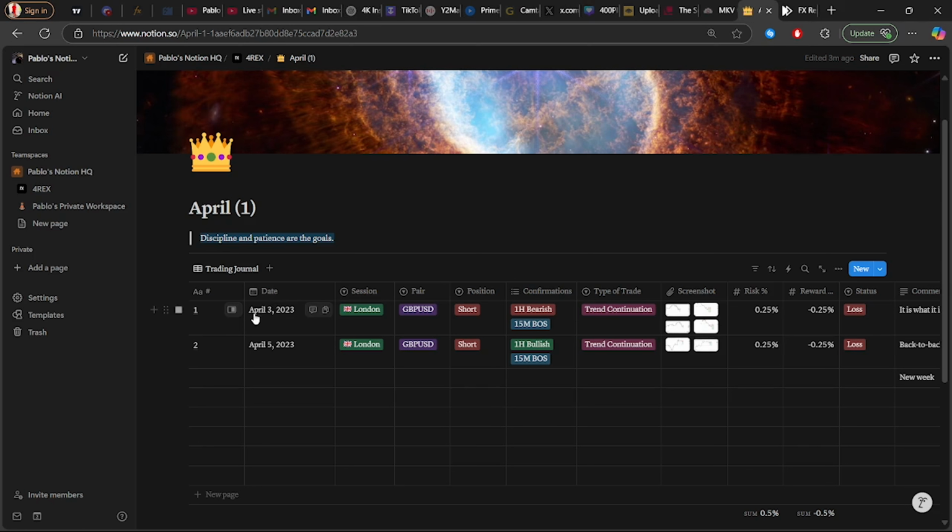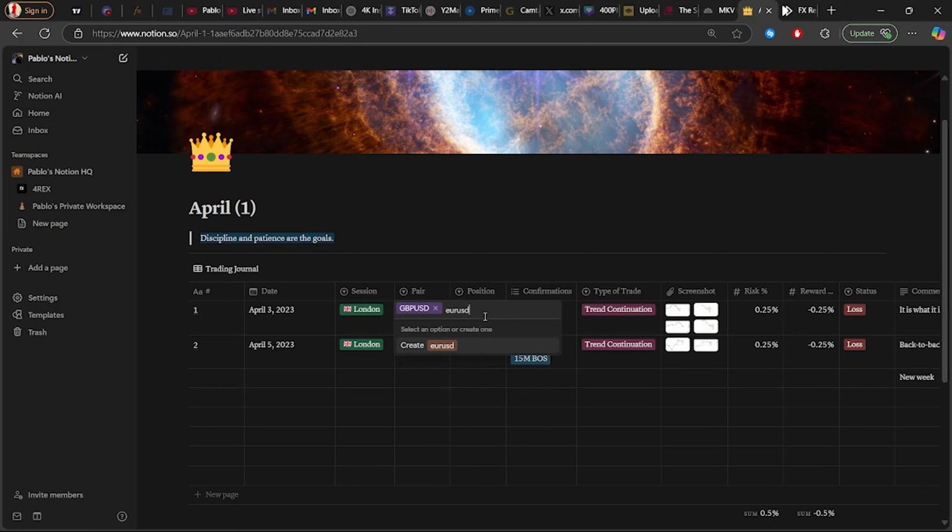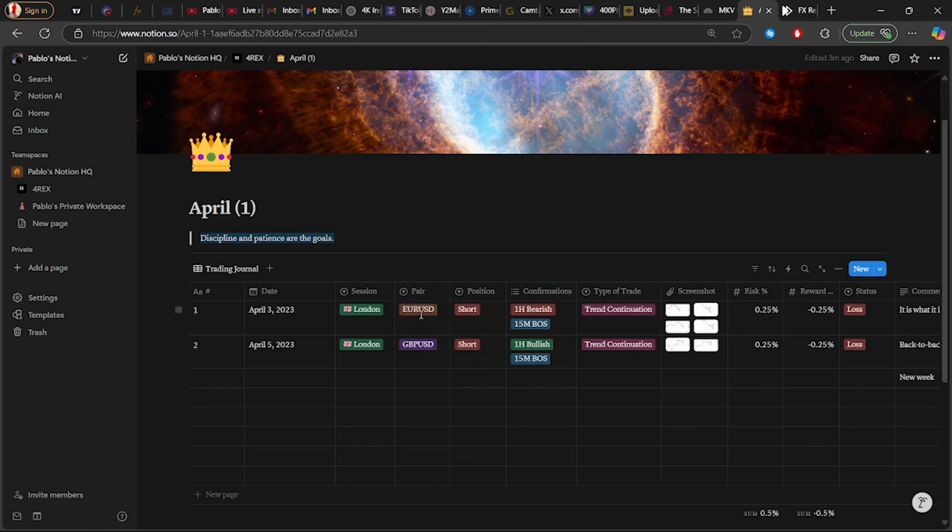Date, session. This is filled in after I've taken the trade. Then the pair, GBPUSD. I told you GBPUSD, but you can add your own pairs. You can write USD and then create as many as you want. Notion is very handy.